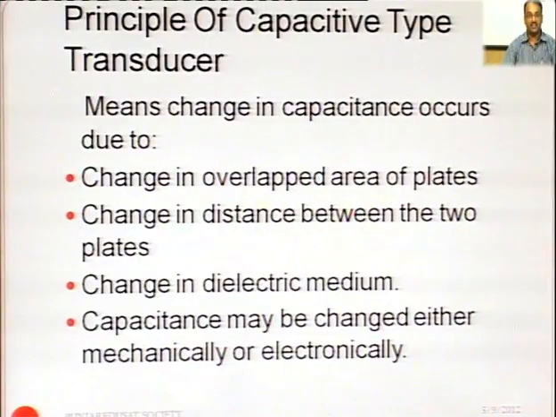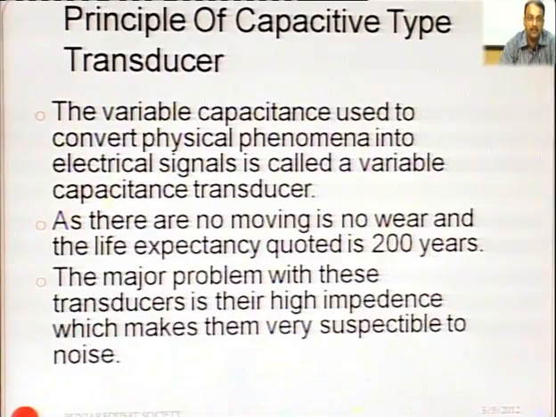There is a change in the capacitance when there is a change in the overlapped area of the plates, or a change in the distance between the two plates, or a change in the dielectric medium. Capacitance may be changed either mechanically or electronically. These changes are change in the area, change in the distance, or change in the dielectric material constant. The variable capacitance used to convert physical phenomena into an electrical signal is called a variable capacitor transducer.